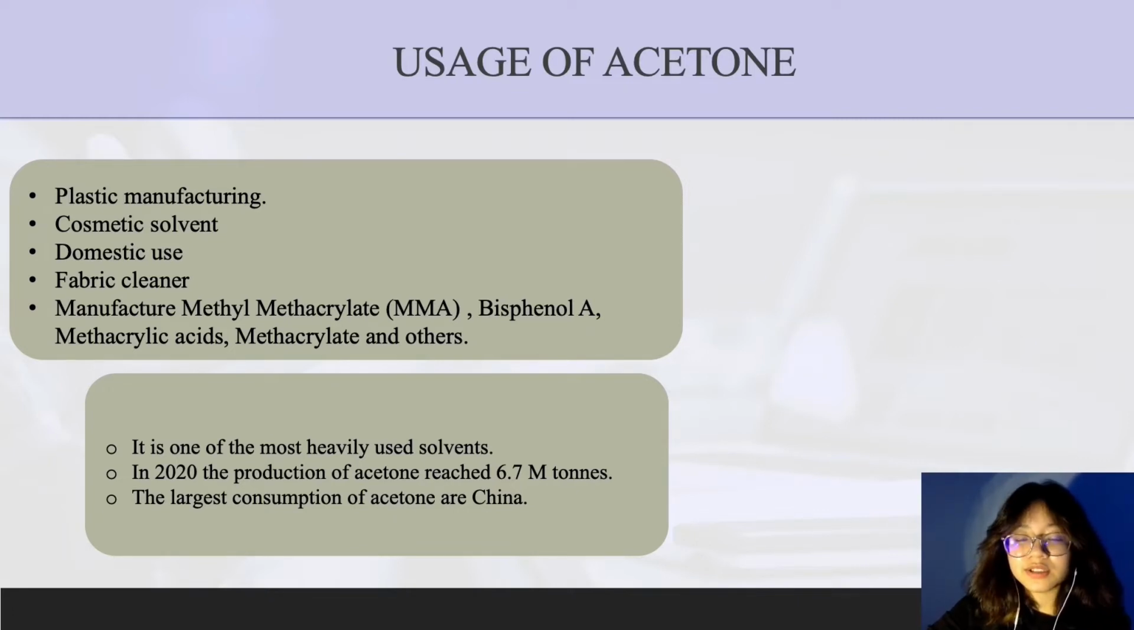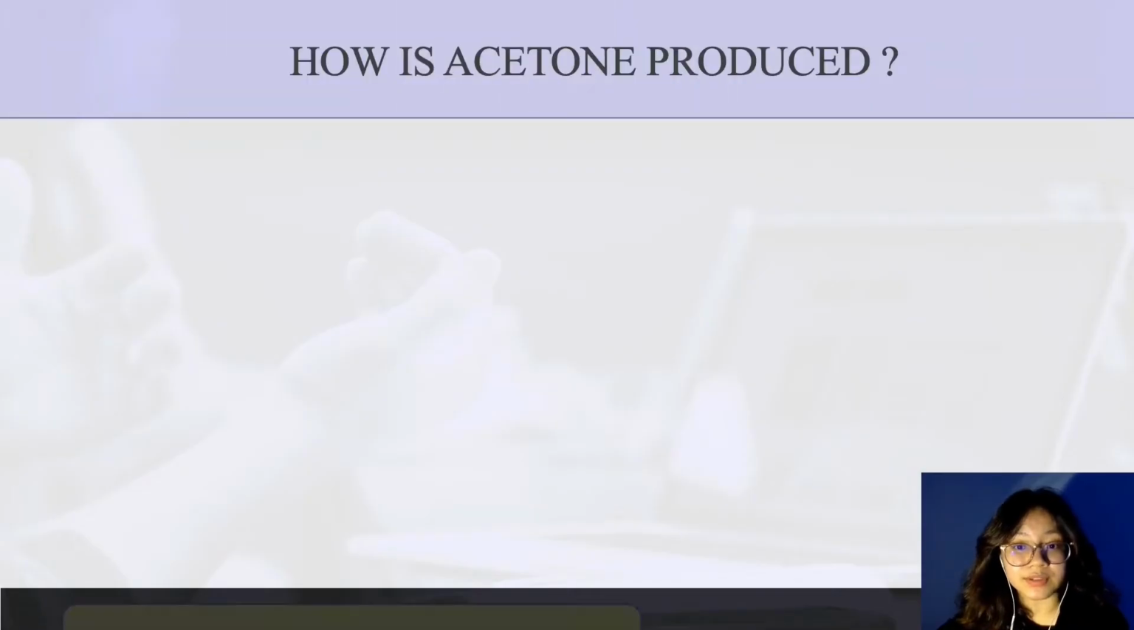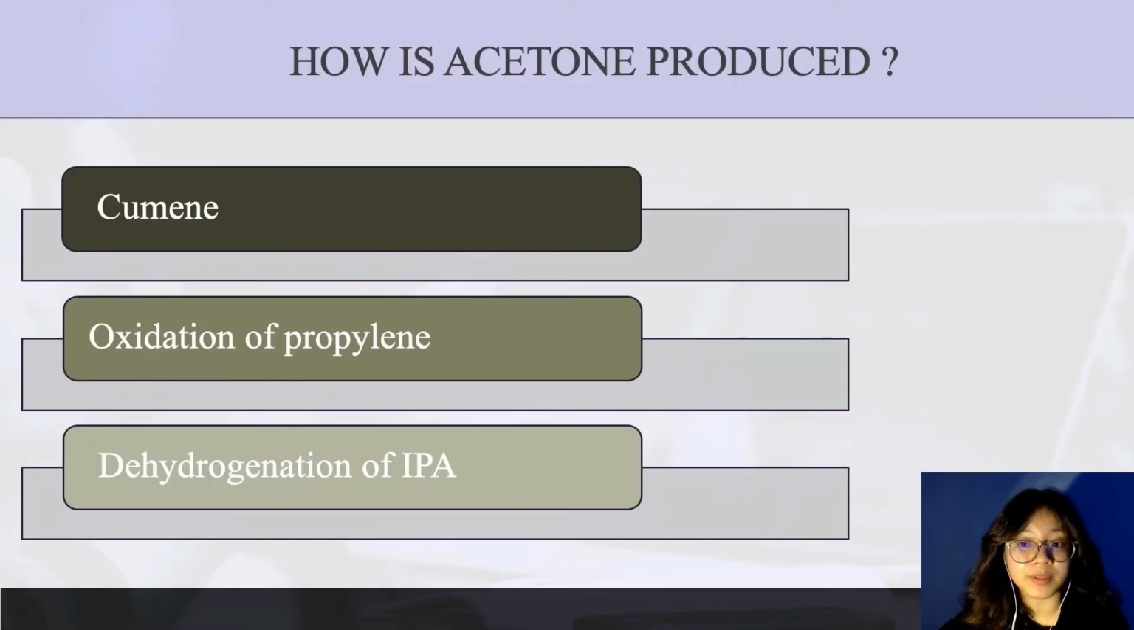The largest consumer of acetone is China, and the global market of acetone is forecasted to register a compound annual growth rate larger than 3% by the year 2030. There are several methods used to produce acetone, and one of the commonly used methods is the Cumene method, where acetone is the byproduct. However, this method has been shown to obtain a low purity of acetone. The other method is oxidation of propylene.